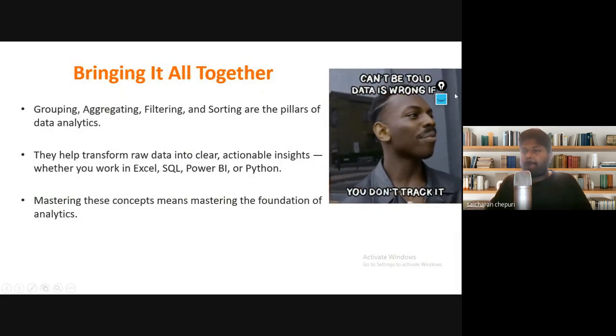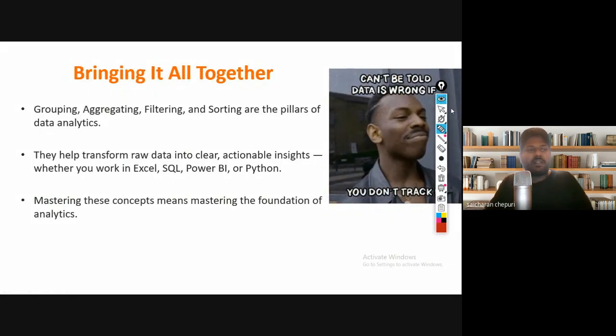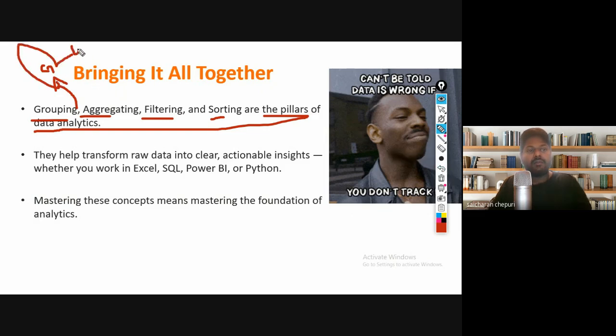So if we bring it all together, grouping, aggregating, filtering, and sorting are the pillars of data analytics. Now there is something called nested grouping, where you apply grouping on top of one more group. This is called nested grouping.